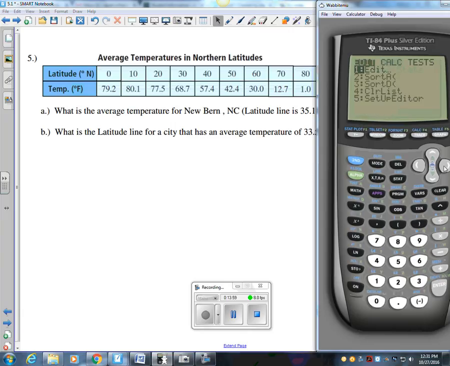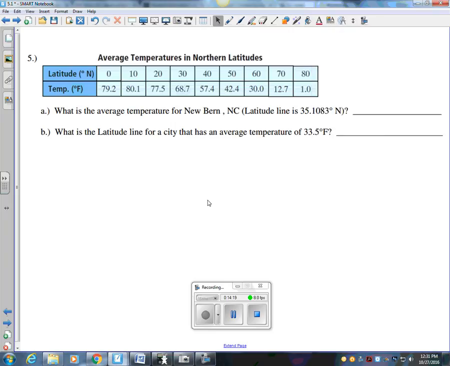All right, stat, calc, over to number 4, enter. Let's go 3 decimal places. So y equals negative 1.061x plus 92.309. All right, so let me write that down. Y equals negative 1.061x plus 92.309.